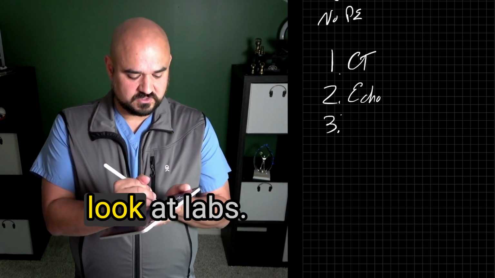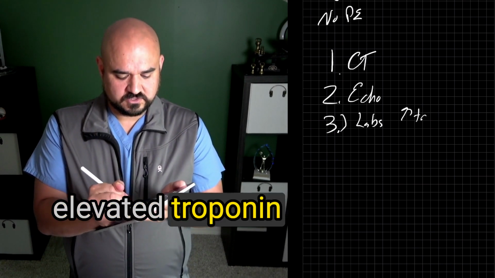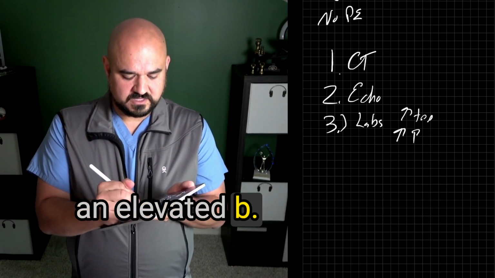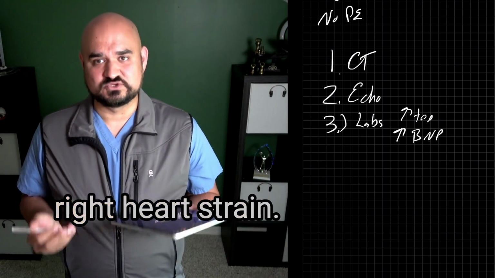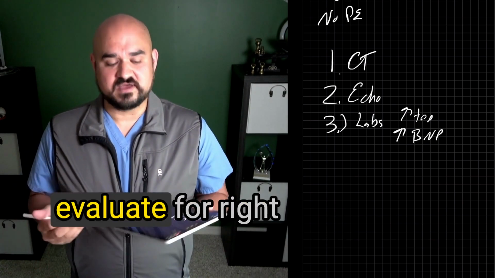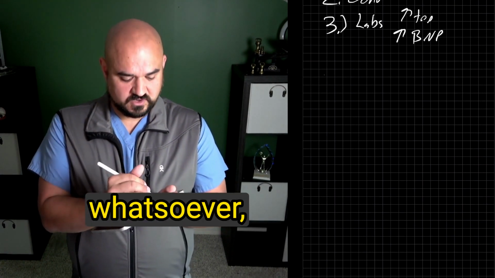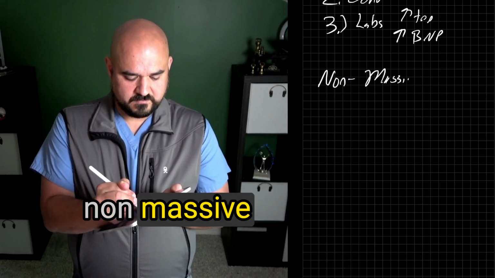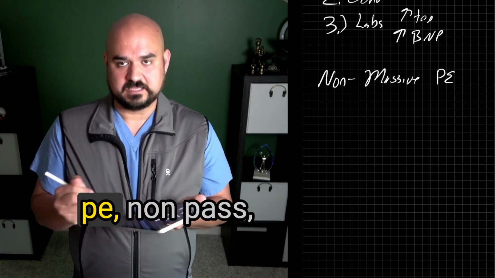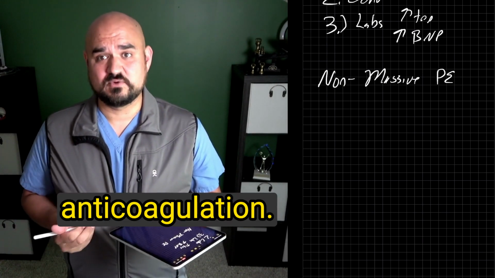And then finally, you can look at labs. So if you have an elevated troponin or an elevated BNP from this pulmonary embolism, that is right heart strain. So you want to evaluate for right heart strain. If there is no right heart strain whatsoever, you have a non-massive PE. Non-massive PEs just need anticoagulation.